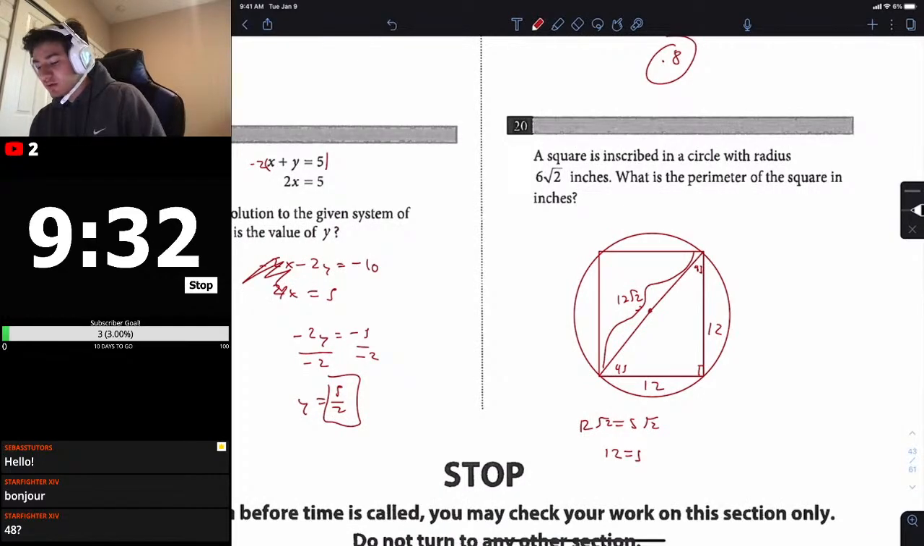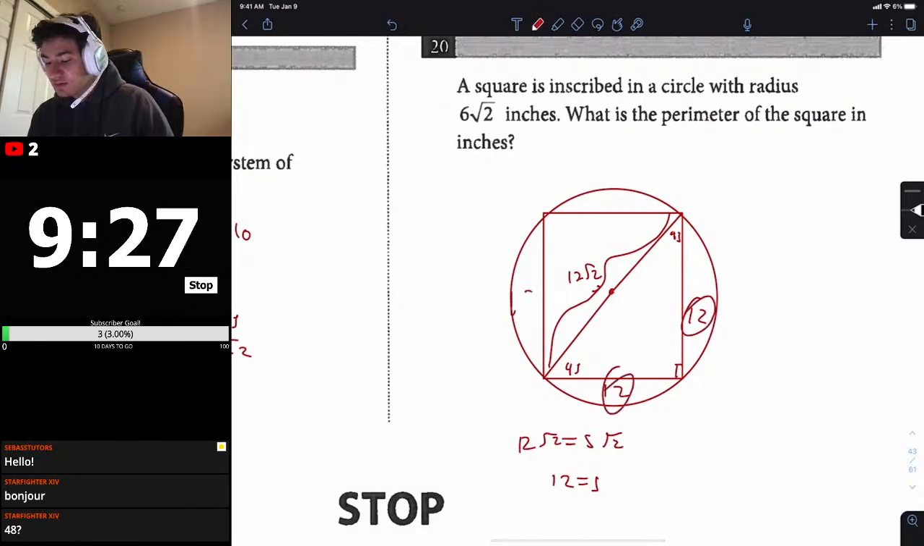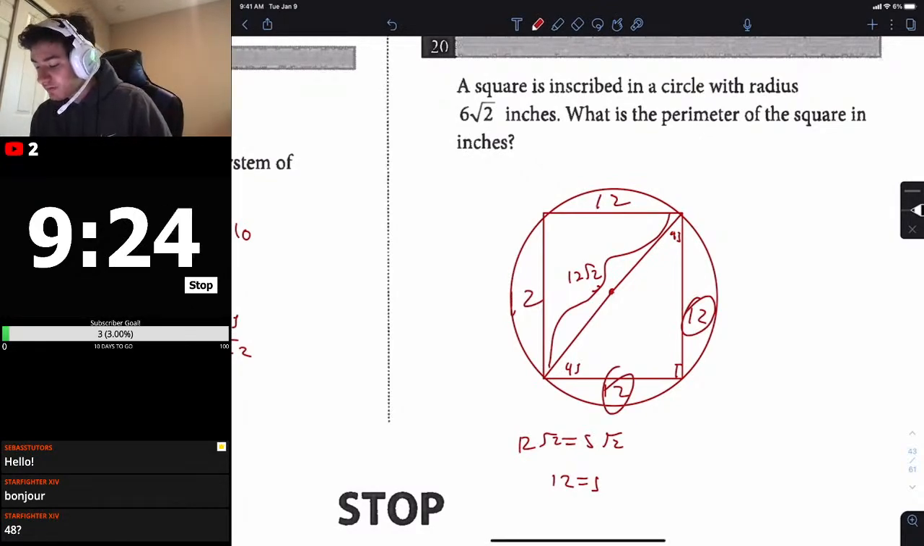What is the perimeter of the square? Well, the perimeter of the square is just going to be 12 times 4. So we have a 12 here, a 12 here, a 12 here, and a 12 here. So it's going to be 48.